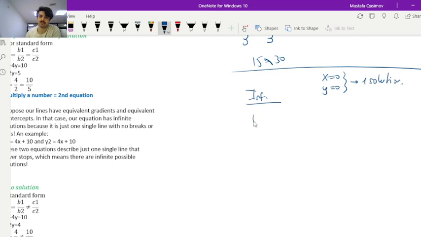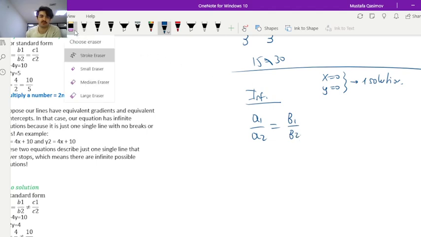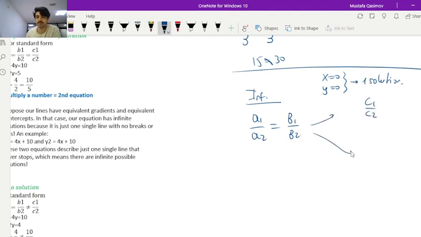For infinite number of solutions, if a1 over a2 is equal to b1 over b2, we have to look at the relationship between c1 and c2. If it is also equal to c1 over c2, it is infinite number of solutions. If it is not equal to the last one, it is no solution.